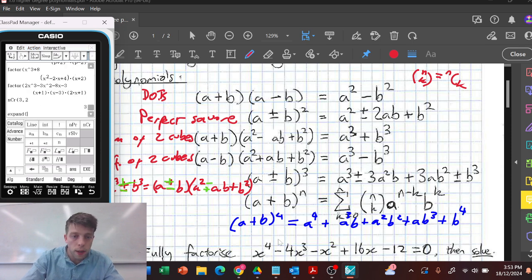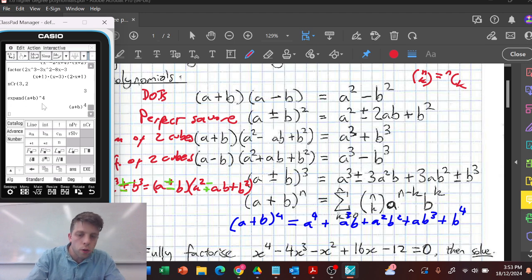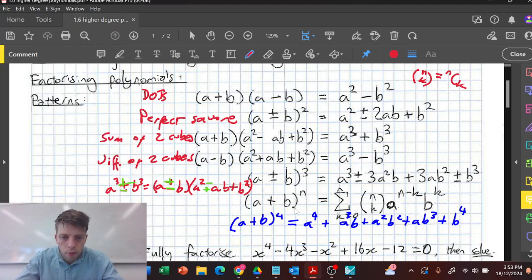So if I wanted to expand (a + b) to the power of 4, I can just type that in, to the power of 4. I think we need to include brackets around the outside of that. There we go, there's the answer. Now, where does that come from? Well, what we're going to do is construct Pascal's triangle. I'll just put it over here.